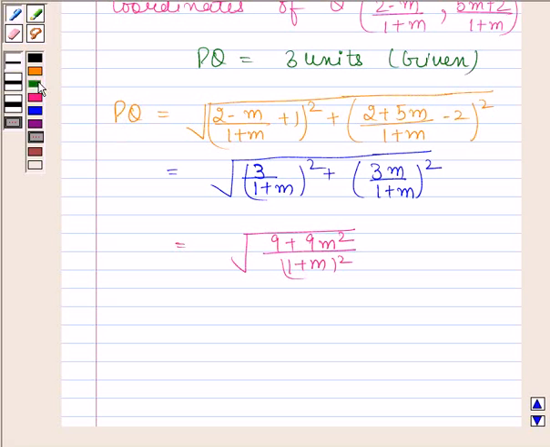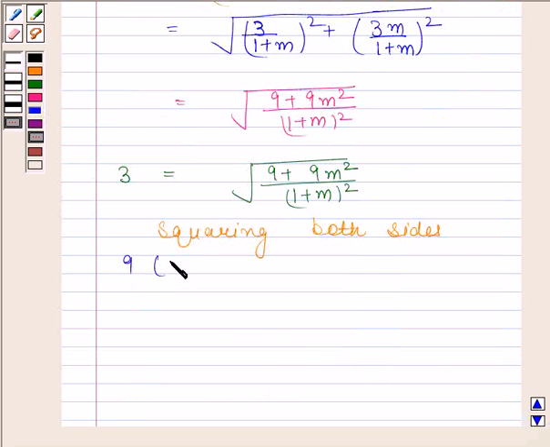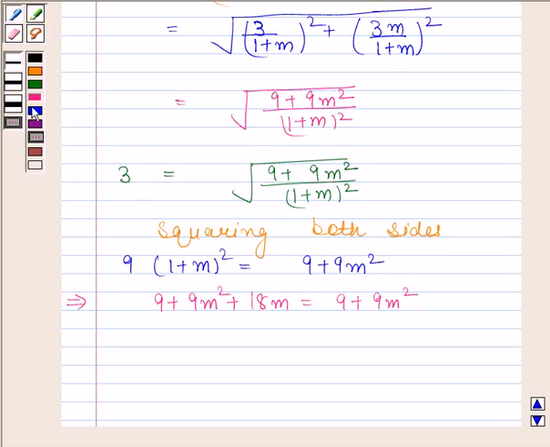Now substitute the value of PQ. PQ is equal to 3 units. So now we have 3 = the square root of (9 + 9m²)/(1 + m)². Squaring both sides, we get 9(1 + m)² = 9 + 9m². This implies 9 + 9m² + 18m = 9 + 9m², and this implies 18m = 0. And this implies m = 0.